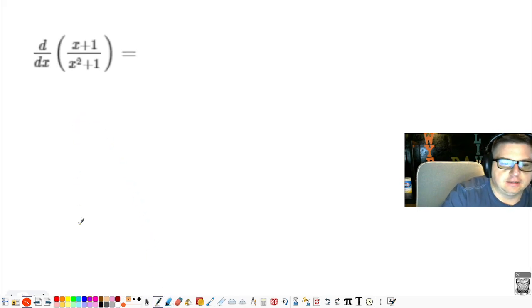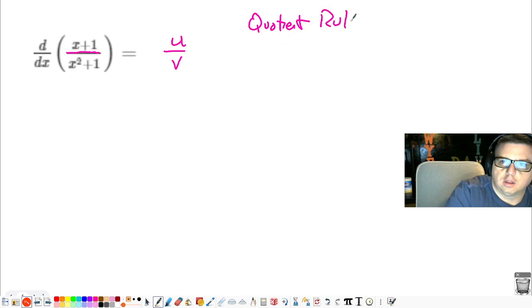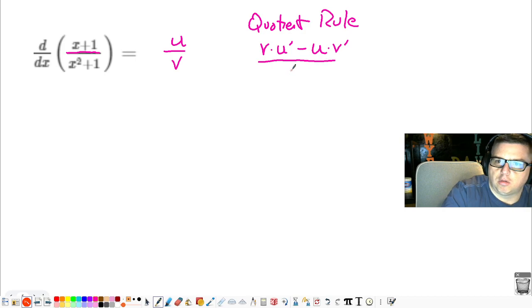Hopefully we see this was just a practice on the quotient rule. Some function divided by the other. If we break it up into u and v, the quotient rule is the bottom times the derivative of the top minus the top times the derivative of the bottom, all over the bottom squared. This would be the derivative function, the quotient rule for this.